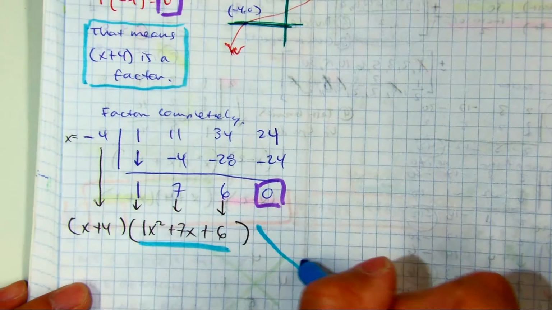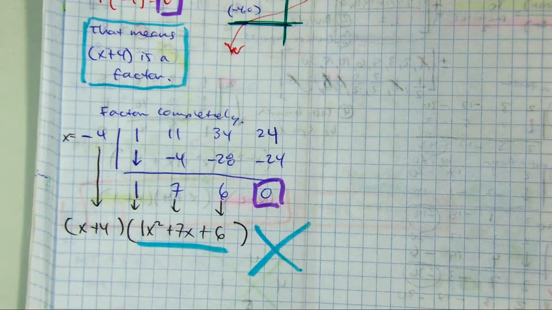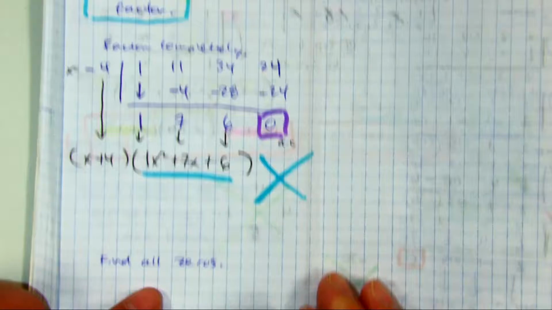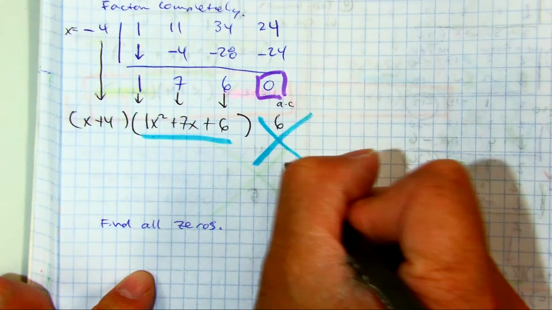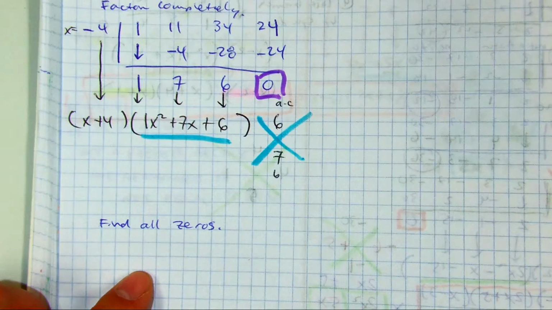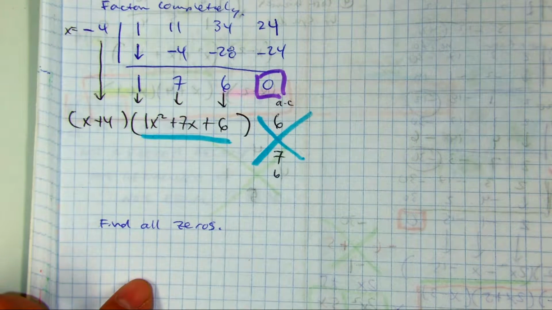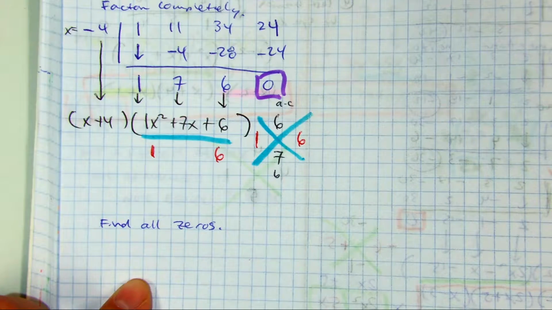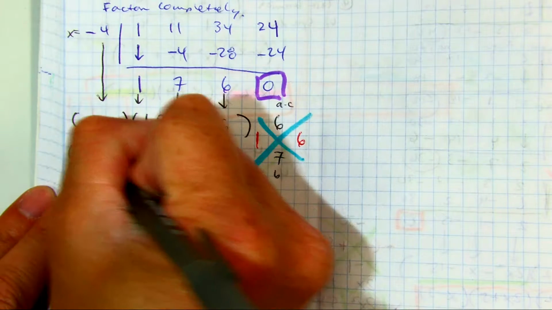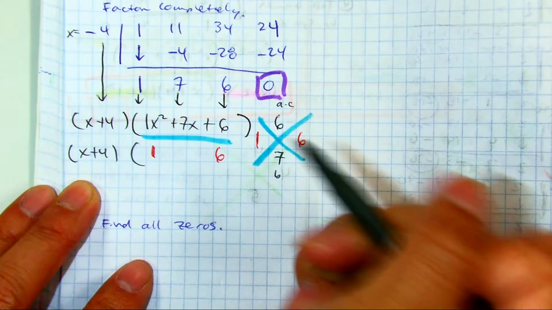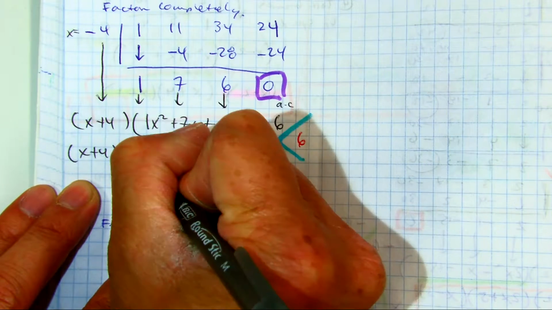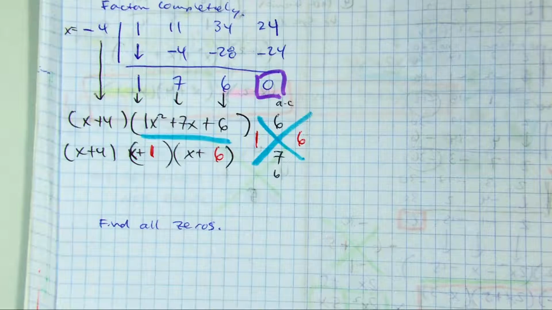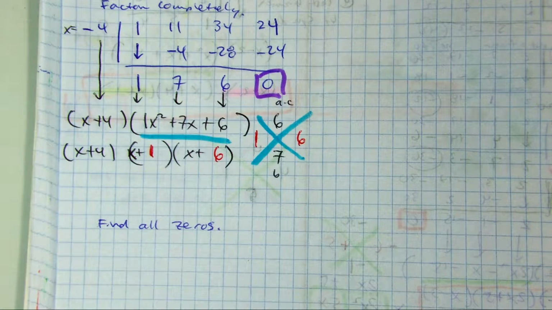Now we need to factor this. Sebastian, A times C? B value? Two numbers that multiply? 1 and 6. x plus 4. Whoops. x plus 1 and x plus 6. Raise your hand if you got that for your answer. Okay.